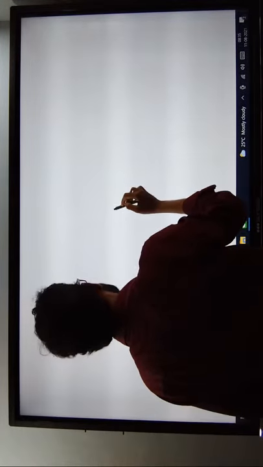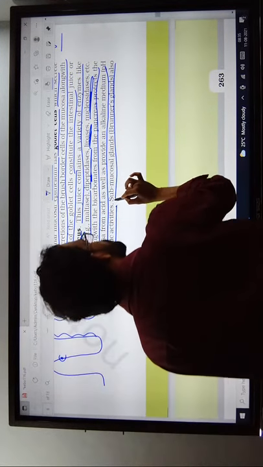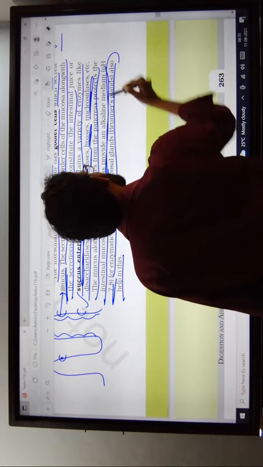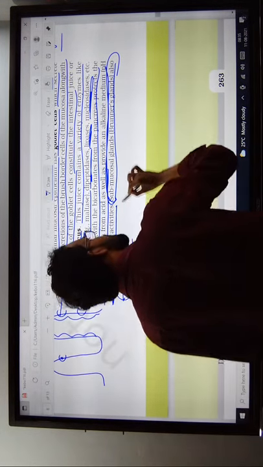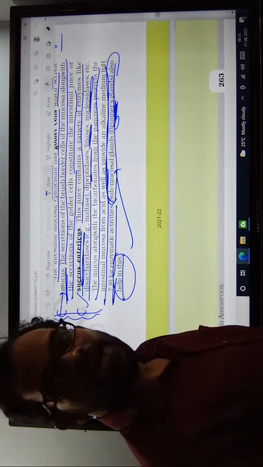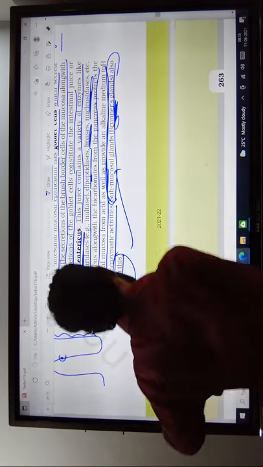The submucosa is important. The submucosa of the intestine contains which glands? Brunner's glands. What is the glands' name? Brunner's glands. Coming to the next one.